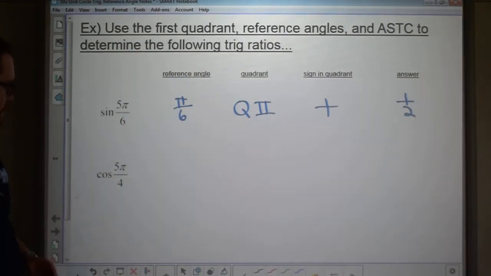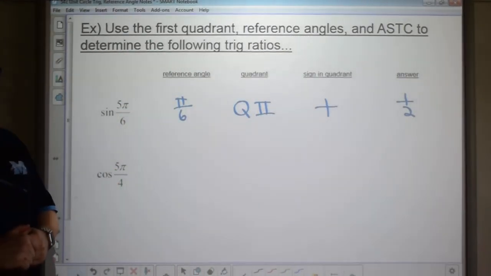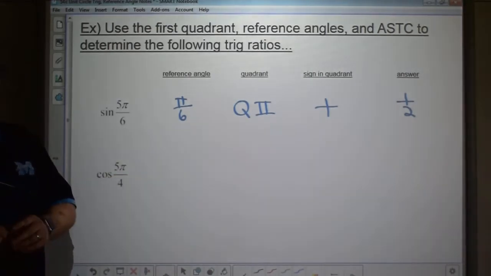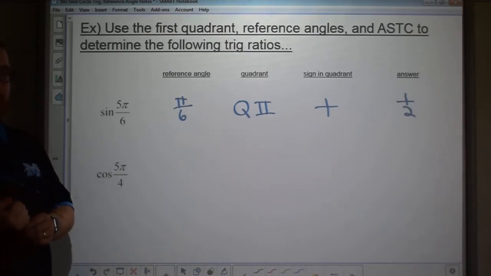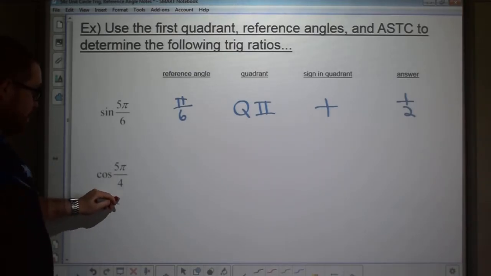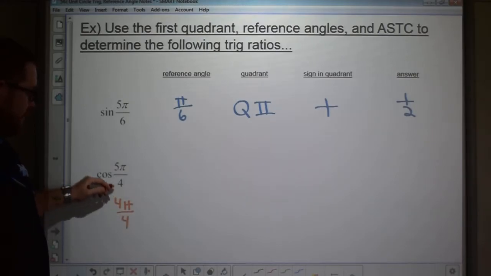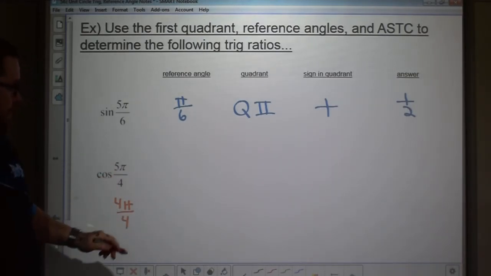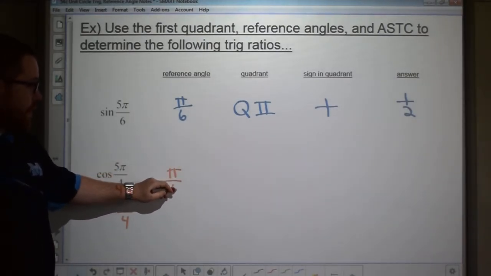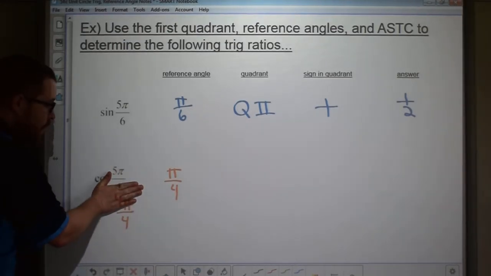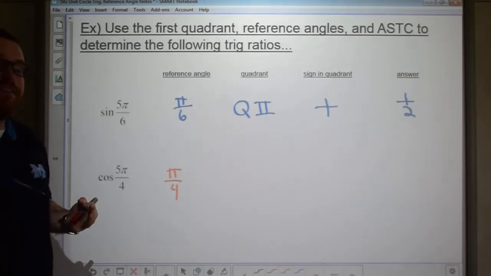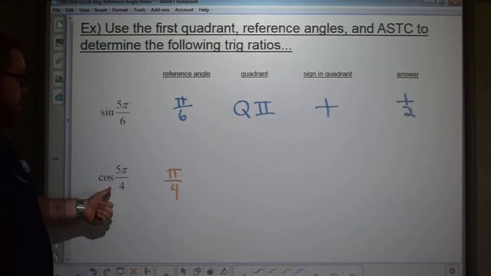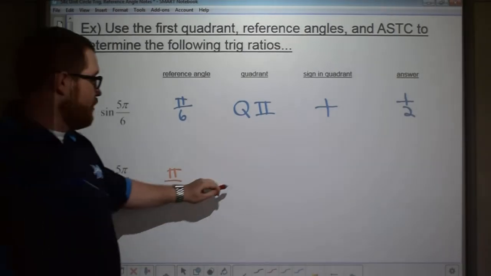Let's try this one. 5 pi over 4. Is 5 pi over 4 closer to 0 or to pi? Well, it's closer to pi. If you think about pi as being 4 pi over 4, how far is 5 pi over 4 from 4 pi over 4? Well, it's 1 pi over 4. Notice, the reference angle is always in the first quadrant. That's why I only have to memorize the first quadrant. But I need to know whether it's going to be positive or negative. This is in the third quadrant.